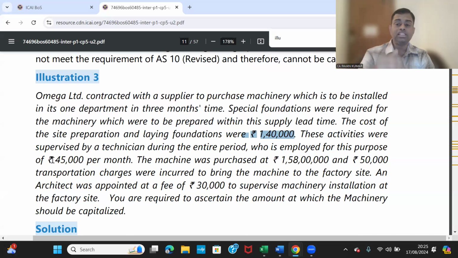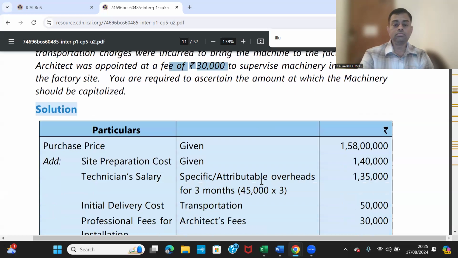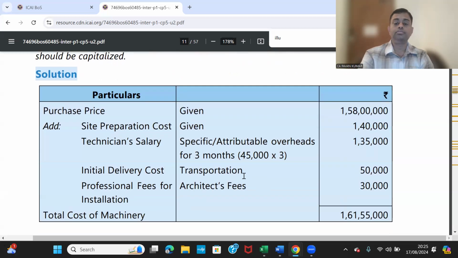So 1,40,000 plus 1,35,000. The machine was purchased at 1 crore 58 lakhs. Can this be capitalized? This should be capitalized. This is the main element. Plus add 50,000 transportation. Can I include this? Yes, plus add. Architect appointed for installation. Can I capitalize this? Yes, plus 30,000 add. So tell me what is the total amount? So did you get this answer?